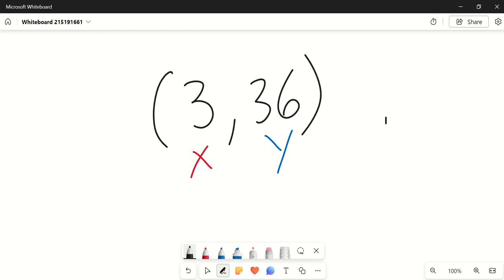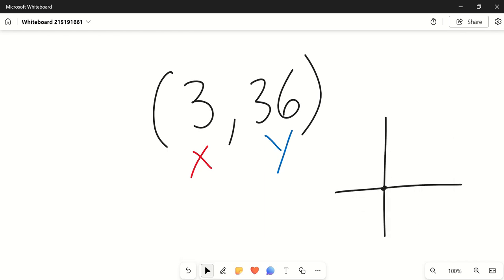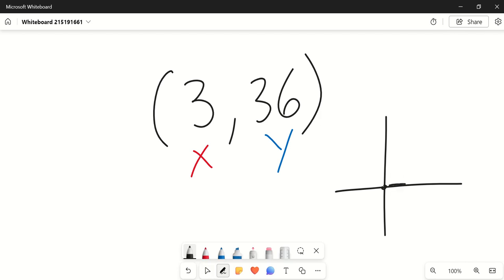This tells us that on a graph, we would start at 0, 0 and move 3 to the right, and then up 36. So however our graph is written, it would be somewhere around here.